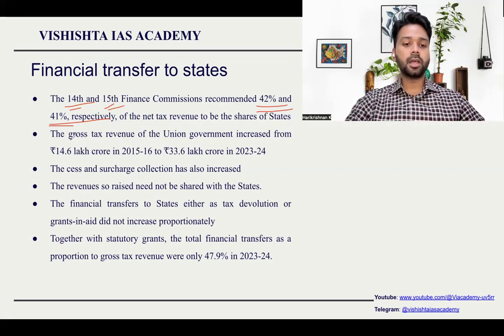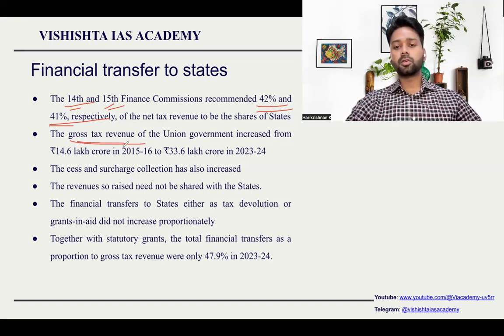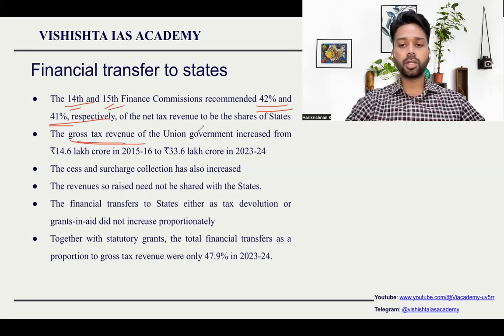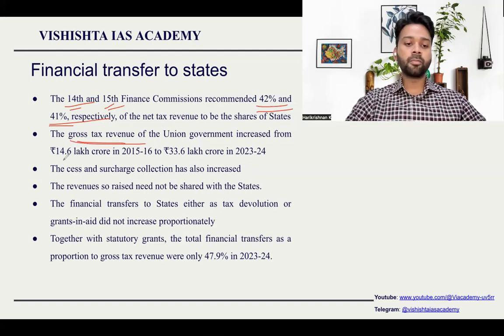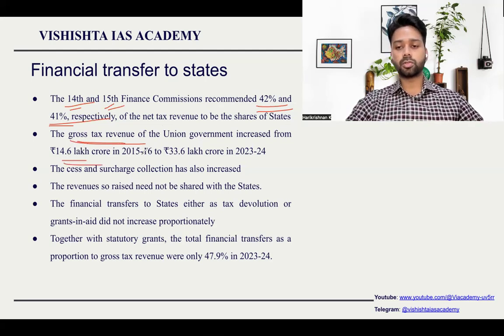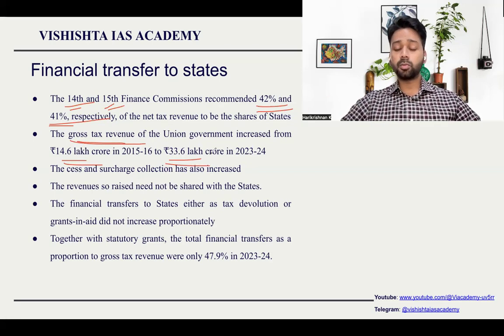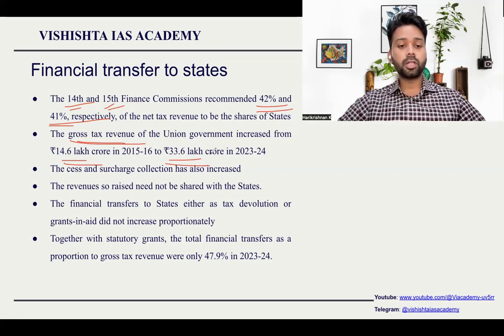In recent times, according to the reports, the gross tax collection of the Union government has actually increased. It was 14.6 lakh crore in 2015. At present, it is 33.6 lakh crore. This shows that it has more than doubled.